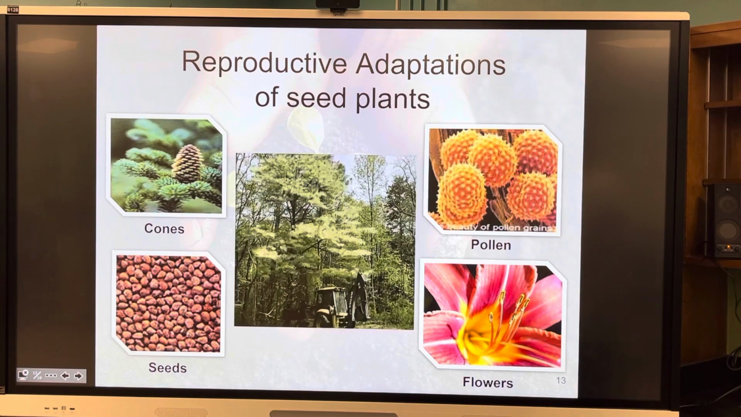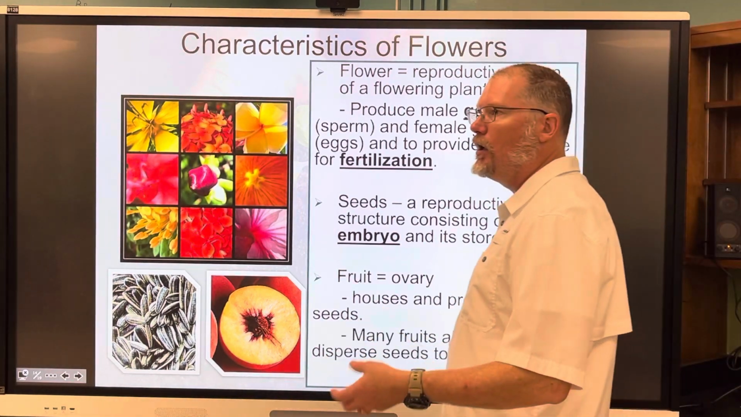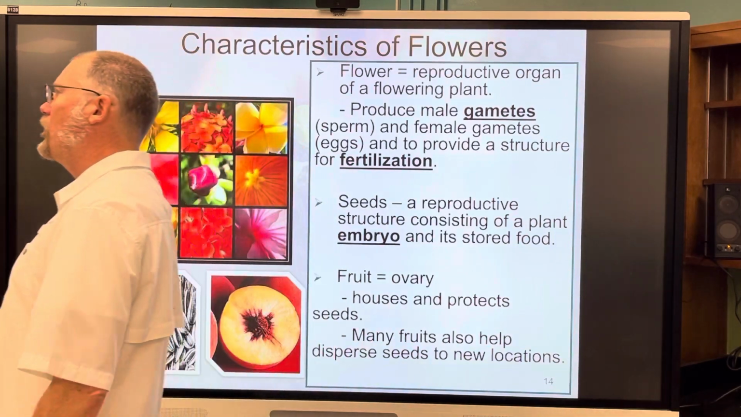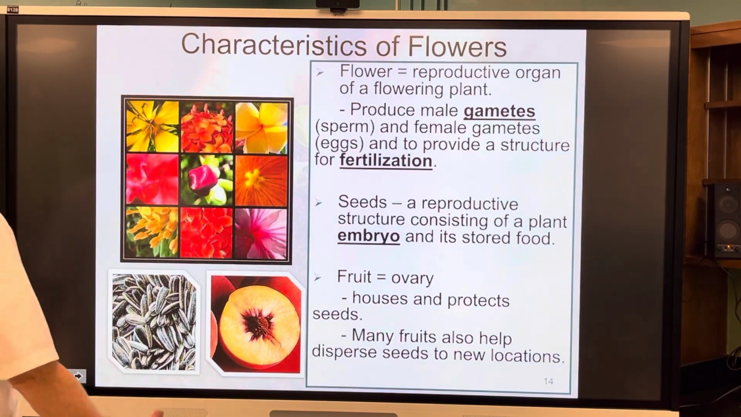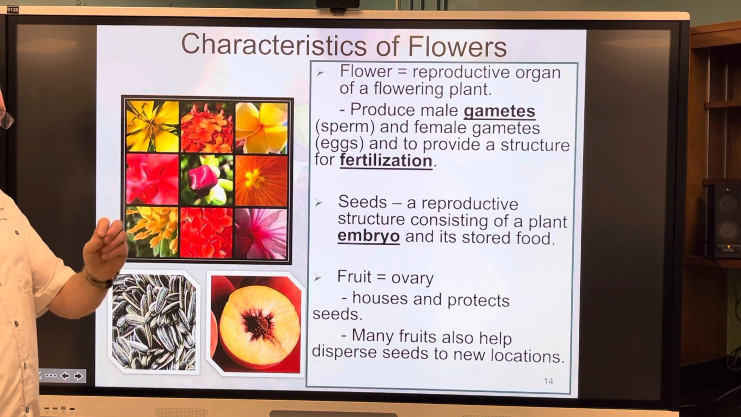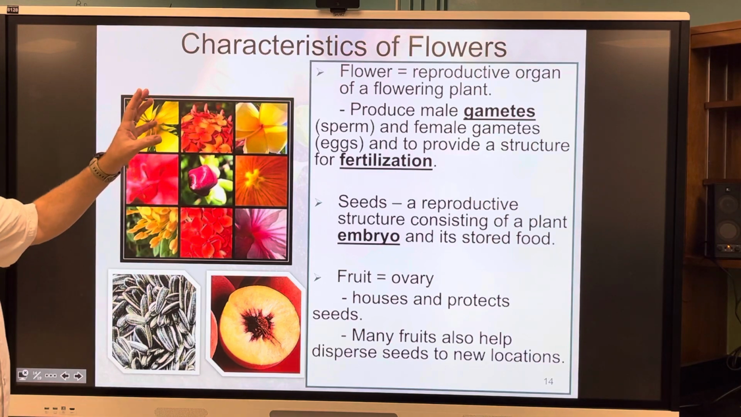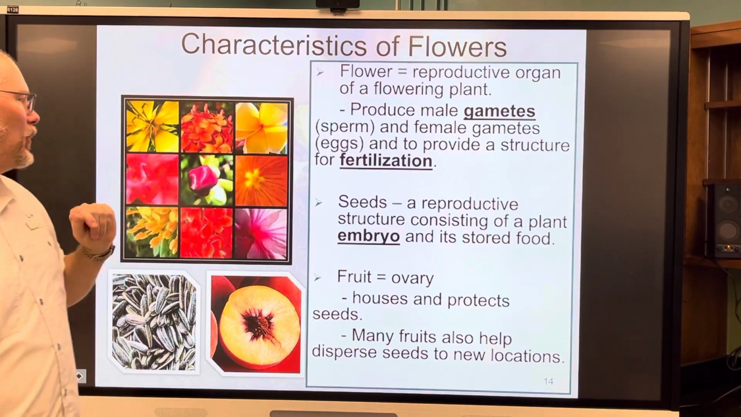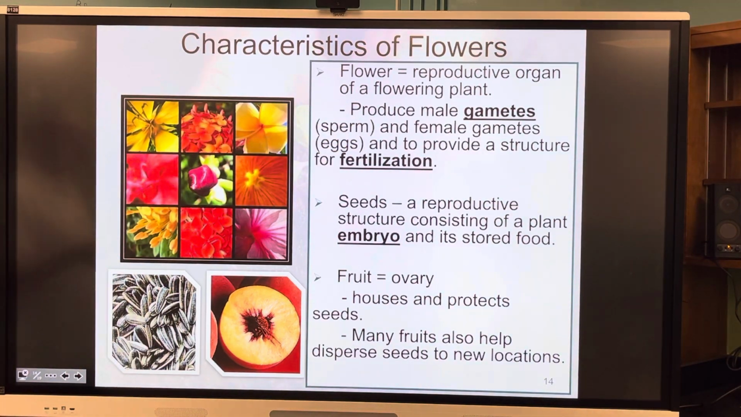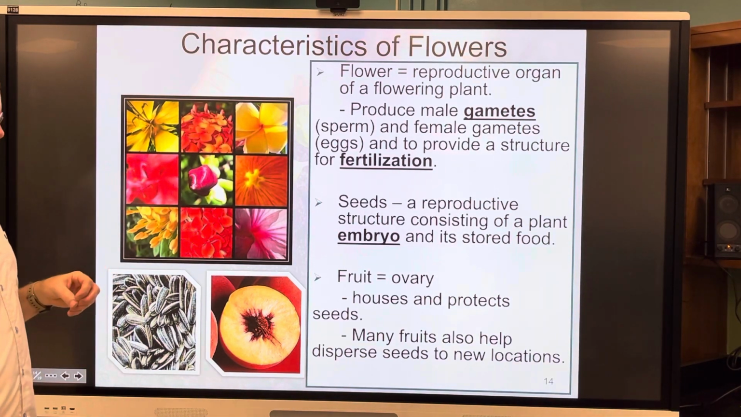Okay, so now we're on page 4, slide 14. What are the characteristics of flowers? This is the reproductive organ of all flowering plants. Sometimes the flowers are so small you don't even see them, or they're different weird shapes, or they're green and they match with the leaves and they're very hard to see, or they're very tiny. So they produce the male gametes, the sperm, and the female gametes, eggs, and provide a structure for fertilization.